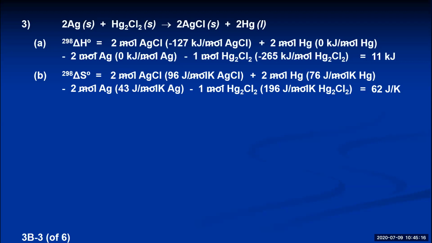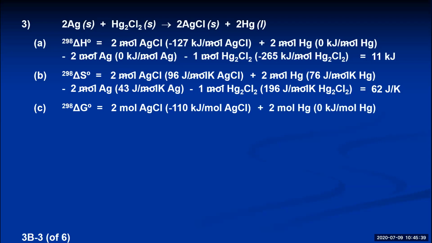C, calculate delta G naught. We can use the free energy of formation values in our table and just go products minus reactants because the temperature's at 298. The table works for any reaction at 298. So looking up the standard free energies of formation, I go 2 moles of silver chloride multiplied by its standard free energy of formation of negative 110, then plus 2 moles of mercury multiplied by its standard free energy of formation, which because it's an element in its standard state is 0.